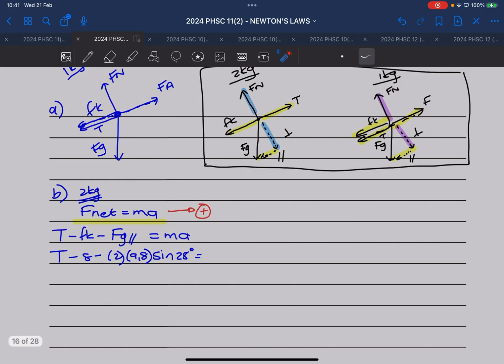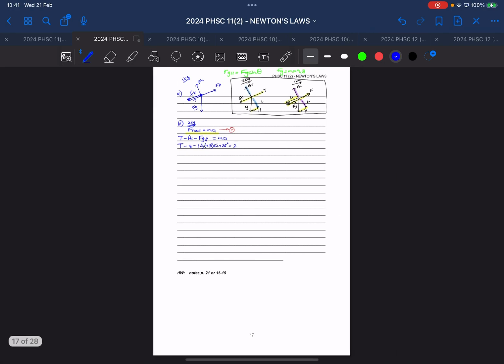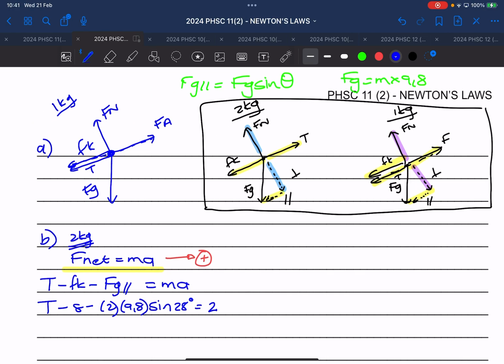Right, the mass is 2. But I do not have the acceleration. Can I just say the acceleration is 0? No, because I tell you it's accelerating up the incline. So no, the acceleration is not 0. Can I say it's 9.8? No, I do not know what it is. I can't fill in anything. So times A. I put the A in brackets, otherwise my A looks like a 9. So I stop there. Now what?